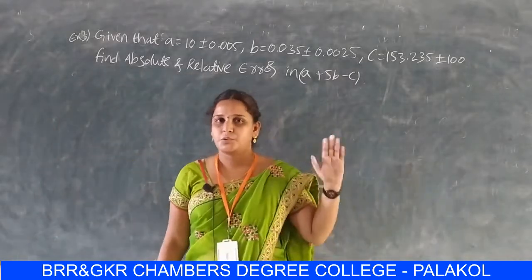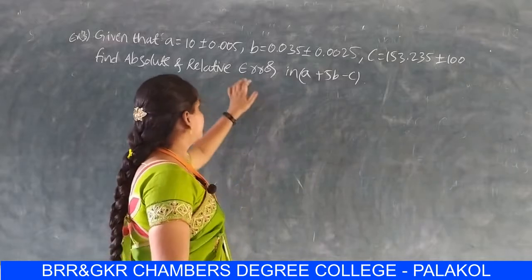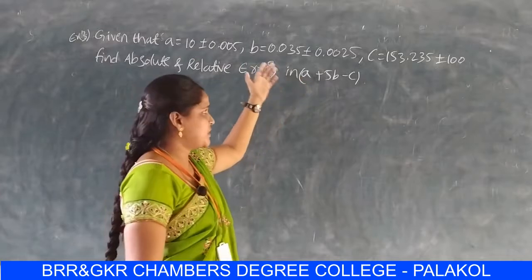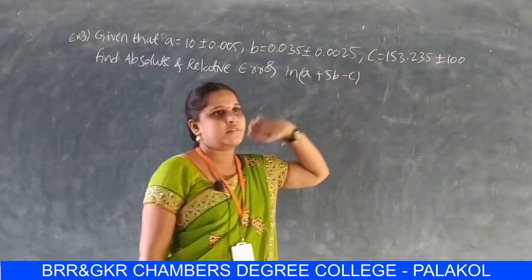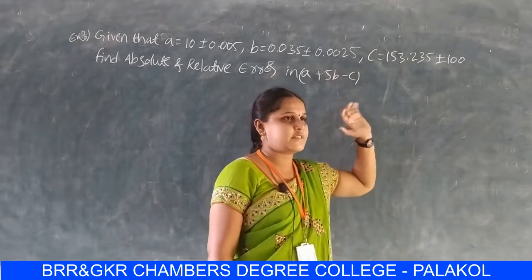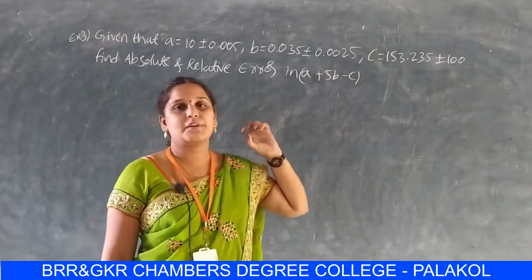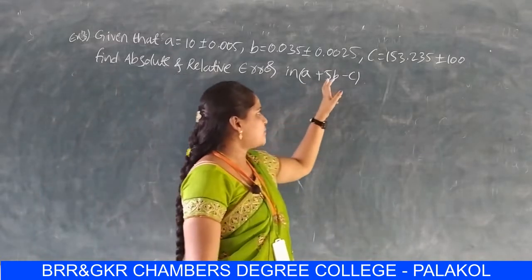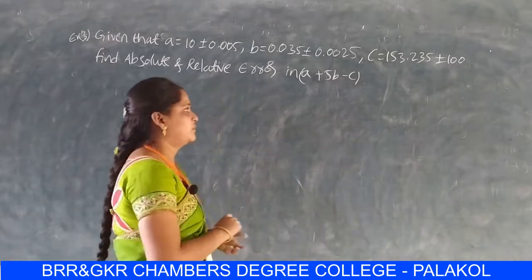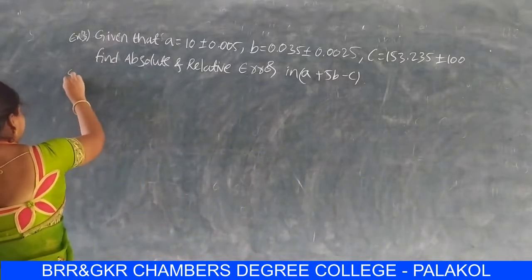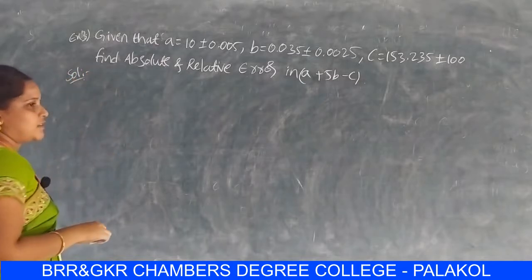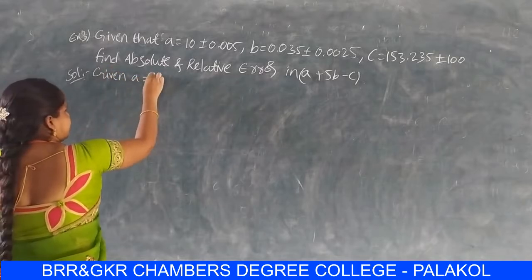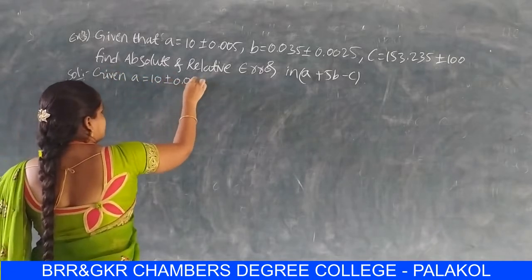This sum also has two cases that arise, when A is equal to 10 plus or minus, B is equal to 0.035 plus or minus, and C is equal to 153.235 plus or minus. So now find the absolute error and the relative error in A plus 5B minus C. Case 1: now start with the solution. Given A is equal to 10 plus or minus 0.05.